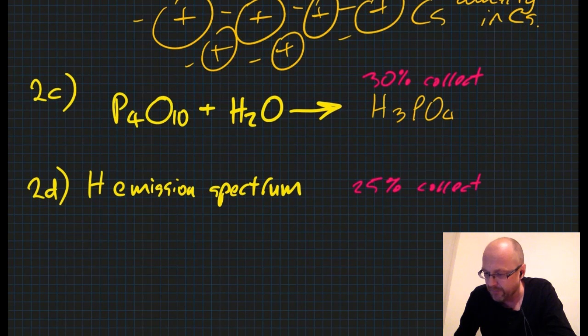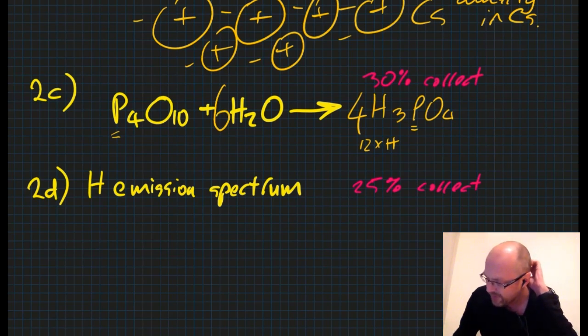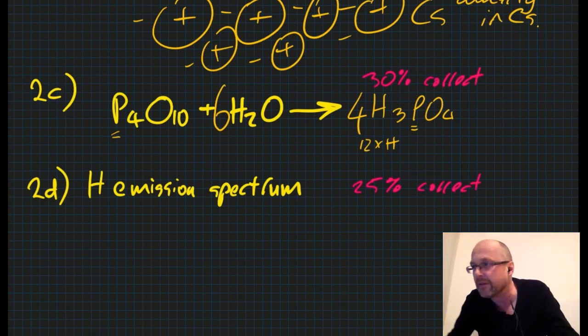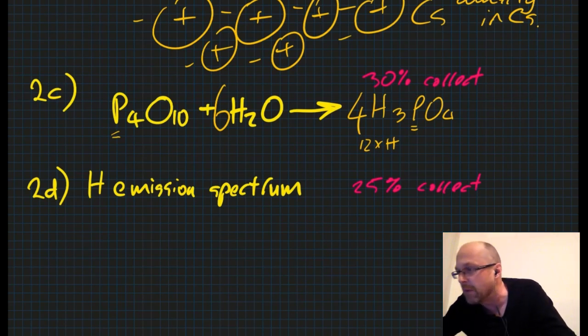Okay, let's look at the phosphorus first. I've got 1 phosphorus and 4 phosphorus. So let me put a 4 here. That's fixed the phosphorus. Now I've got 12 hydrogens here. So if I put a big 6 there by the water, I've got 12 hydrogens. And now I've got 16 oxygens on both sides. Nice. So that's right. 2C. Just 1 point.